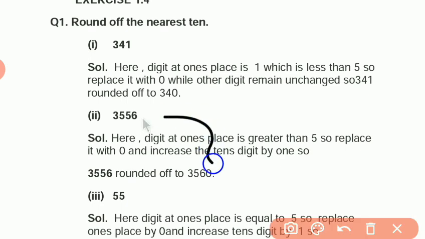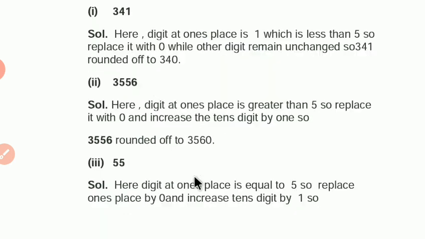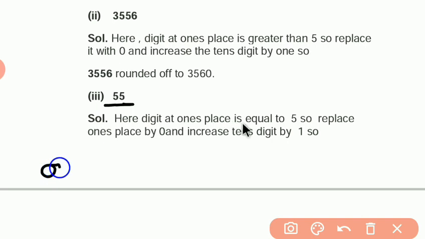So you can see that 3560 is near to 3556, as we have to see its ones place digit. The ones place digit is 6, which is greater than 5. If it is greater than 5, then you have to increase its tens digit by plus 1. So 5 plus 1, 6 and 35 will be as it is. Third one, 55. Here again you have to see its ones place digit. So the ones place digit is equal to 5.